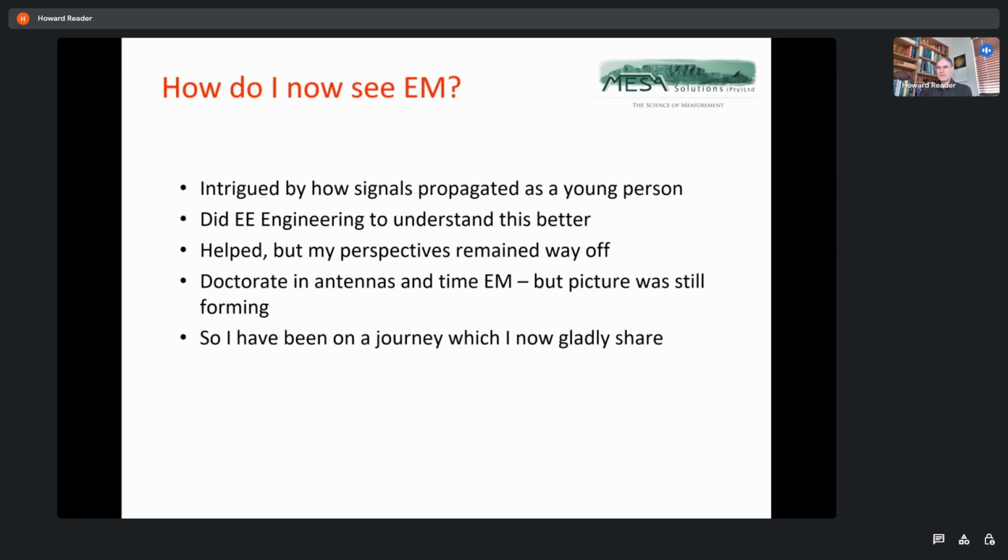When I was a young person, I was intrigued by how signals propagated. I did electrical engineering to understand this better. This helped greatly, but my perspectives remained way off. I then did a doctorate in antennas and time domain electromagnetics, but the picture was still forming. I then became an academic, lectured for a long time, and I've been on a journey which I now gladly share.